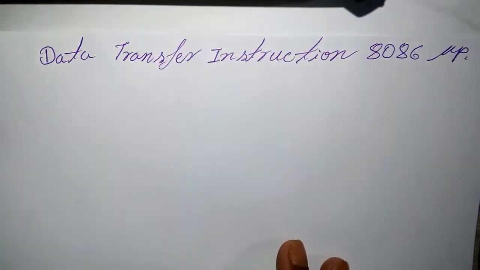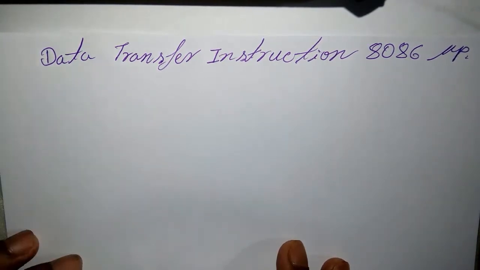Hello viewers, in this tutorial I discuss the data transfer instructions of the 8086 microprocessor. These instructions are used to transfer data from one source operand to the destination operand. Following is the list of instructions under this group.